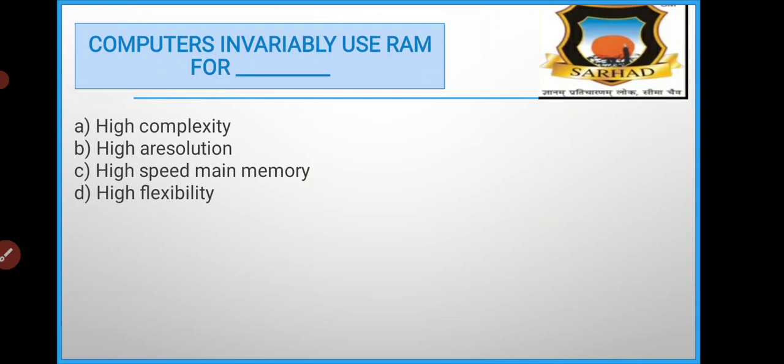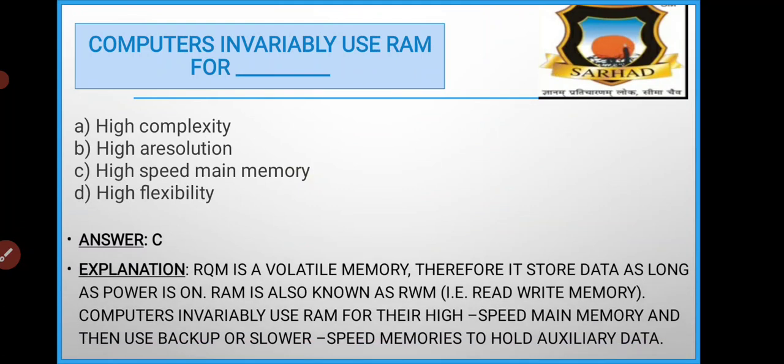Now question number 19, computers invariably use RAM for dash. Option A, high complexity, option B, high resolution, option C, high speed main memory, and option D, high flexibility. So the correct answer is option C, high speed main memory, because RAM is volatile memory and therefore it stores the data as long as the power is on, and RAM is also known as RWM, that is read write memory.